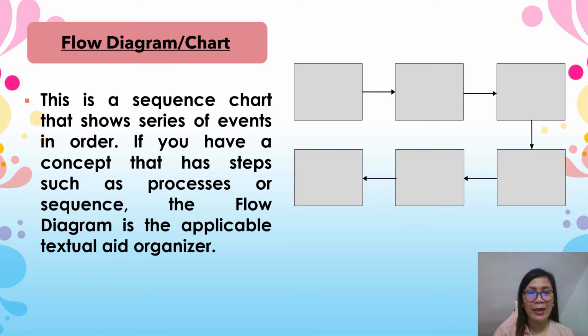Next is a flow diagram or flow chart. This is a sequence chart that shows series of events in order. So as you can see in the picture, it uses a shape and then arrow. So you can use any other form of shape that you want and just put an arrow to show the sequence. If you have concept that has steps such as processes or sequence, the flow diagram is the applicable textual organizer for you.